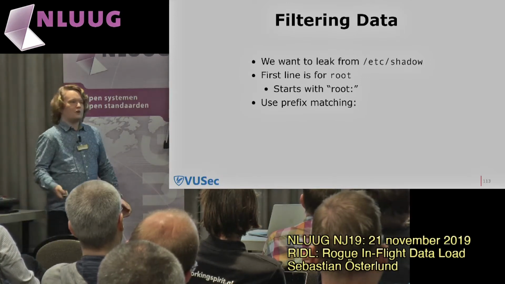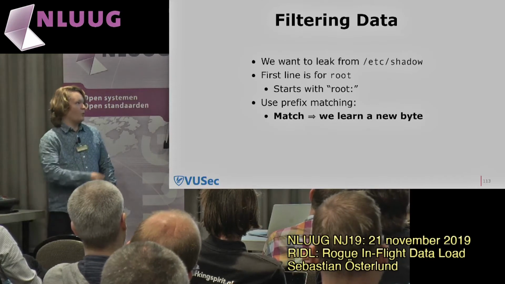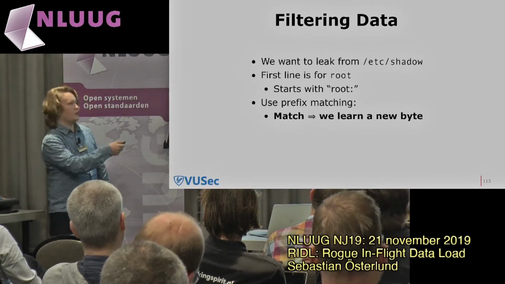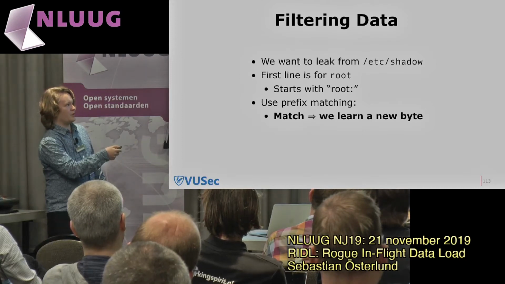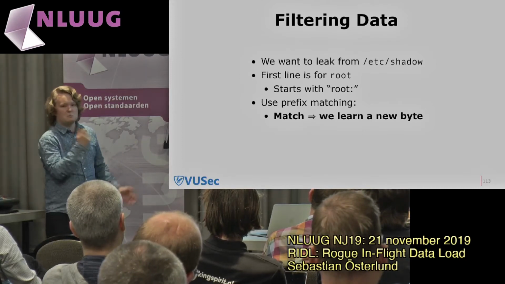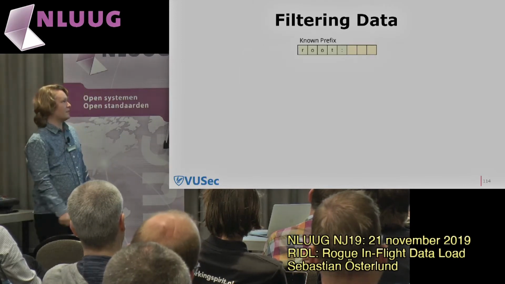So we can use prefix matching. We already know that this should be in there, so if we match something, we can learn a new byte. Suppose we match a measurement that starts with root colon and has something after it; we consider it a valid measurement. If there's no match, we discard that measurement.